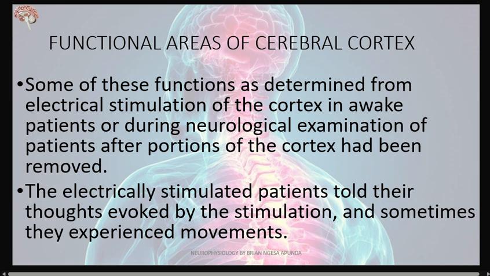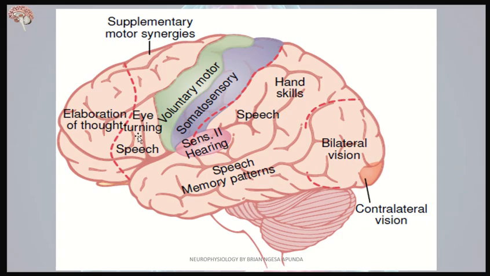So let's examine the cerebral cortex a little bit. Some of these functions were determined from electrical stimulation of the cortex in an awake patient, or during neurological examination of patients after a portion of the cortex was removed. The electrically stimulated patients told of thoughts evoked by the stimulation, and sometimes they experienced movement. So it is kind of weird to examine how these functional areas were discovered.